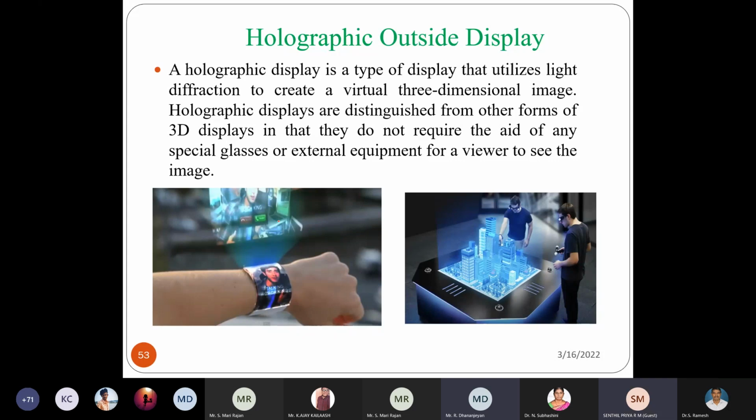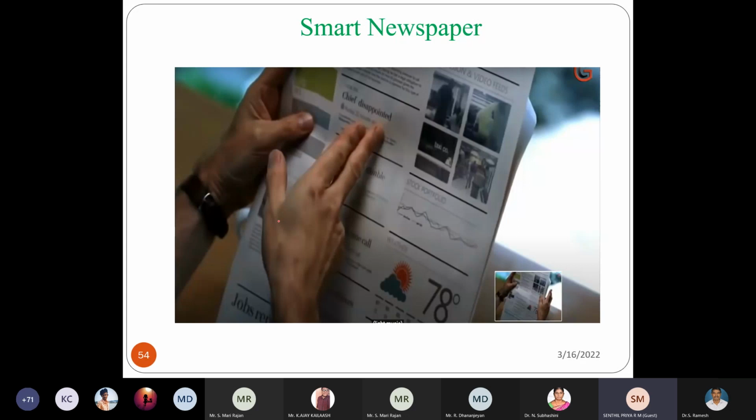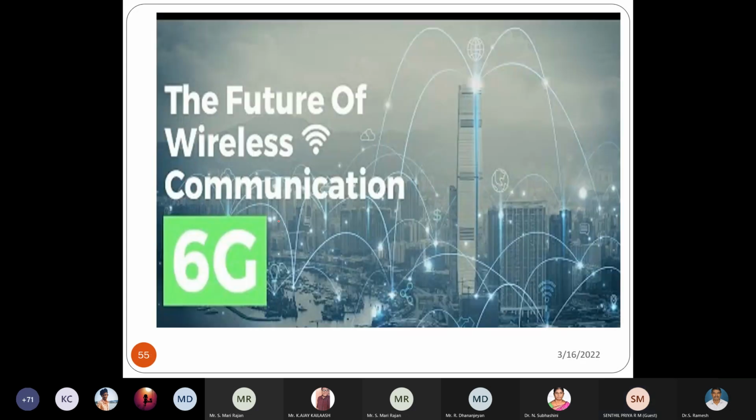Okay. So smart newspapers. These are a few wireless technologies. And what is next? I already showed you the evolution of wireless communication. We started with smoke signals, then fax, Morse code, telephone, landline, internet, email. Now we have crossed 5G and we are going for 6G. That is going to be the future of wireless communication.